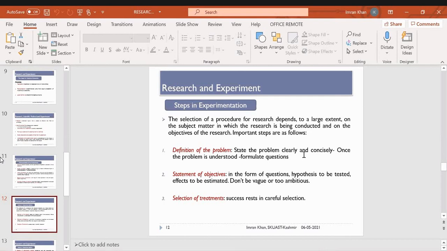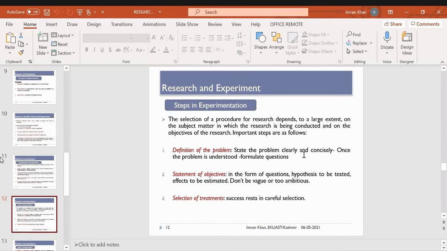You need to be careful. You need to keep your cost into consideration. You need to keep your time into consideration. You need to keep your facilities at your lab into consideration whenever you have to prepare your objectives. So it should be clear, not vague, not too ambitious.